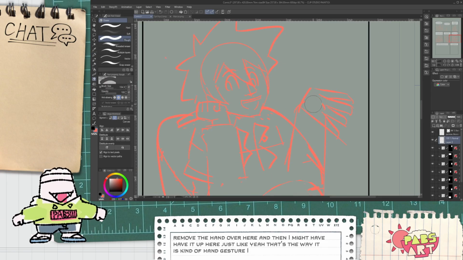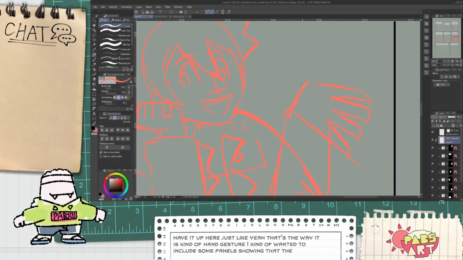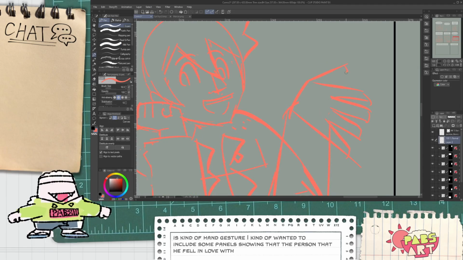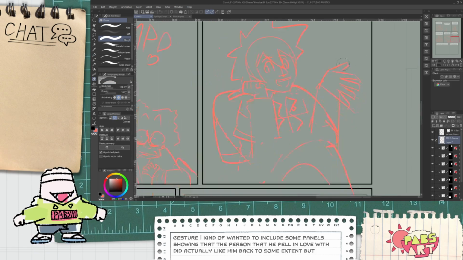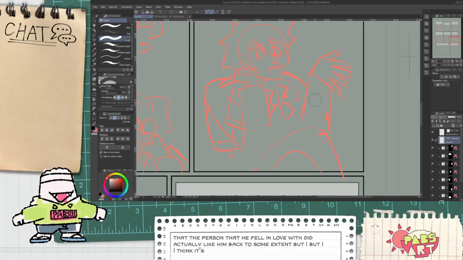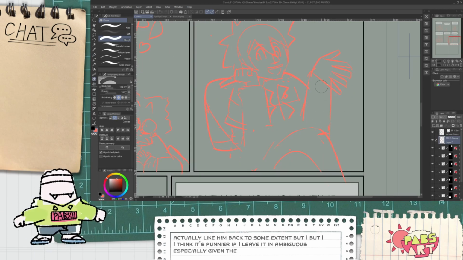I kind of wanted to include some panels showing that the person that he fell in love with did actually like him back to some extent, but I think it's funnier if I leave it ambiguous, especially given the punchline that I'm cooking.